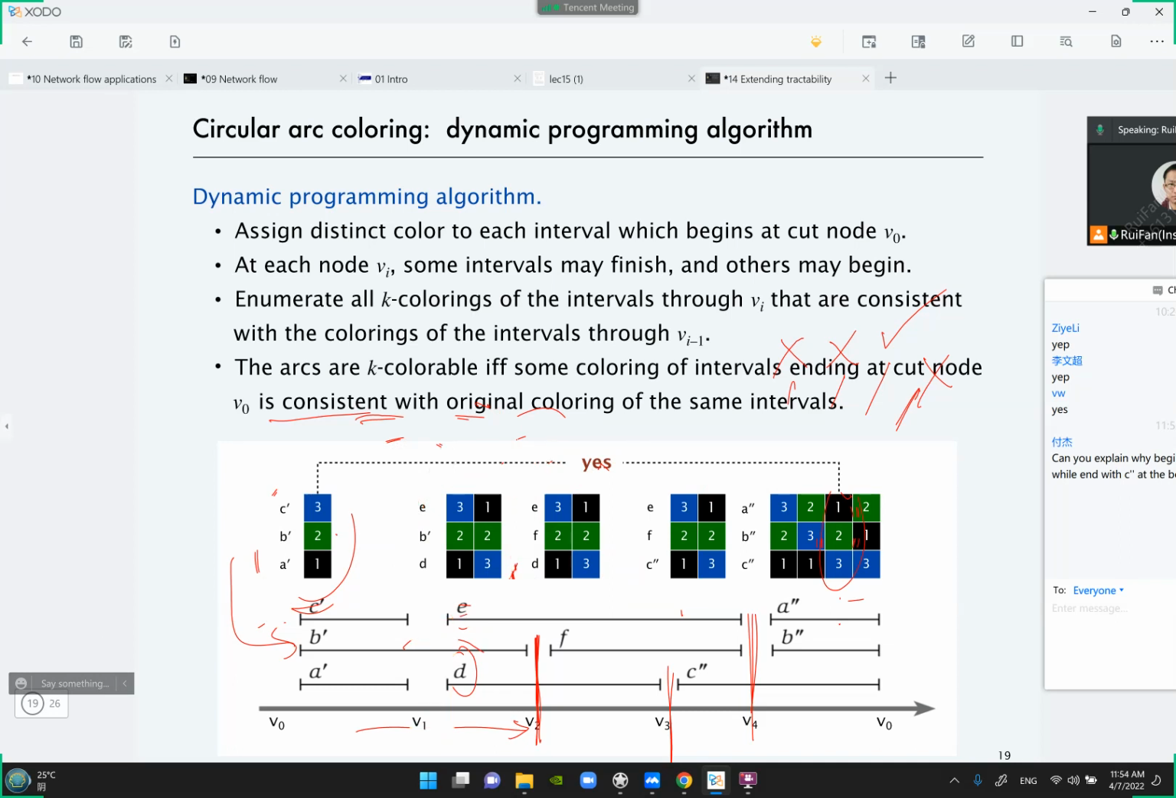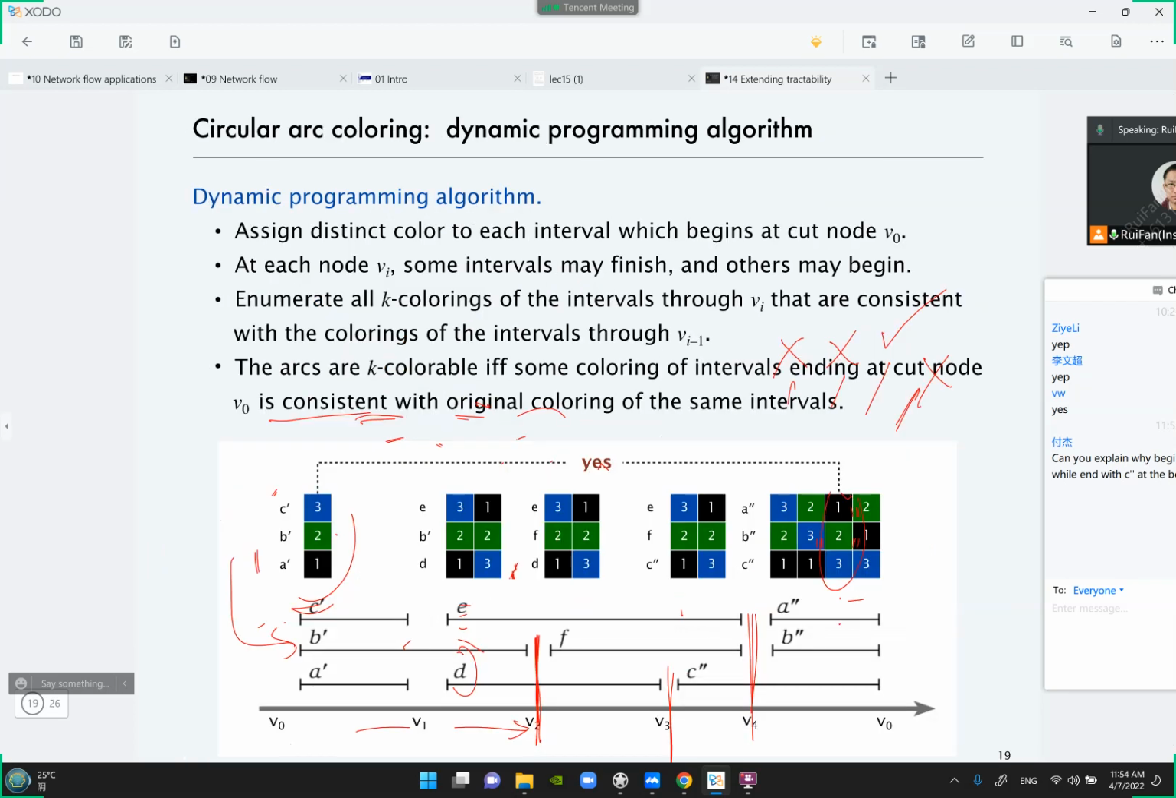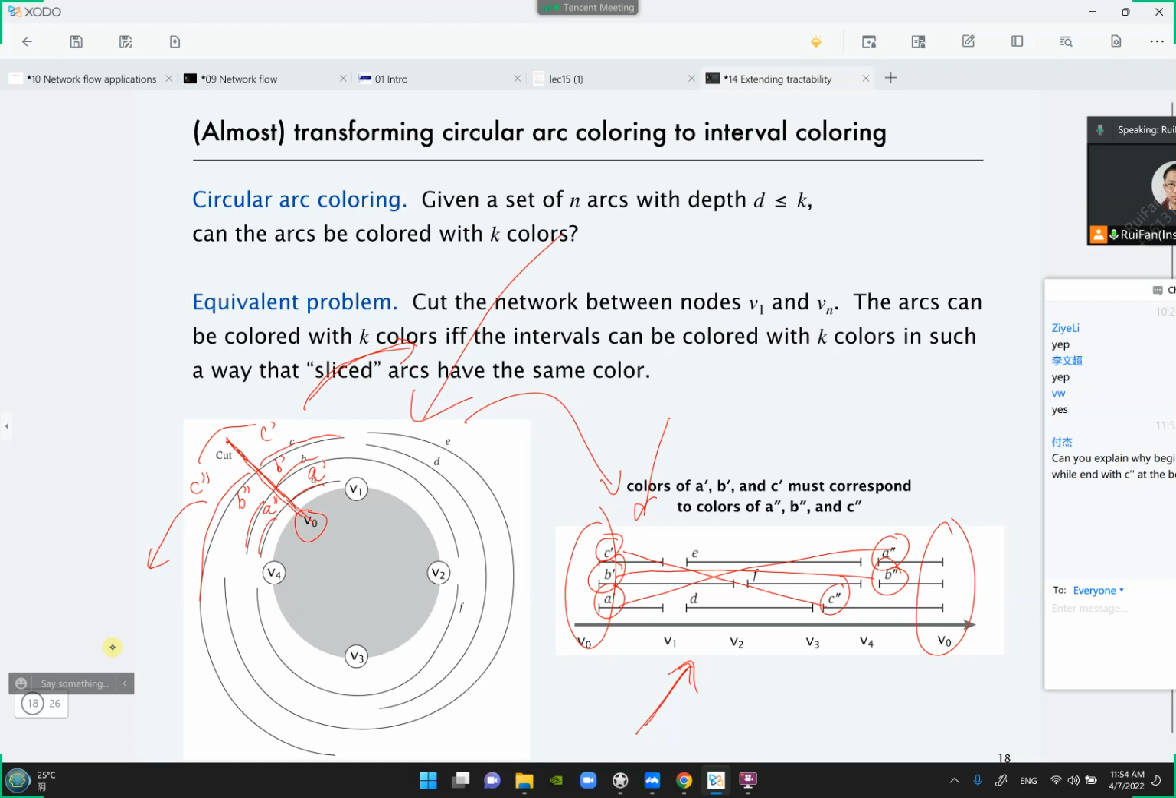All we did over here was take this initial circular graph, split it and pull it apart to get this linear graph over here. Now all you need to do is color this linear graph. It turns out that this C prime over here corresponds to C double prime over here, and it doesn't matter that we're drawing C prime on top and C double prime on the bottom. It's just the way that it's being drawn.